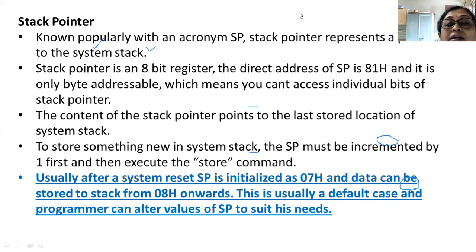Okay, and that is the stack pointer. So already students, we have studied about the stack memory. Do you remember what the stack memory is?